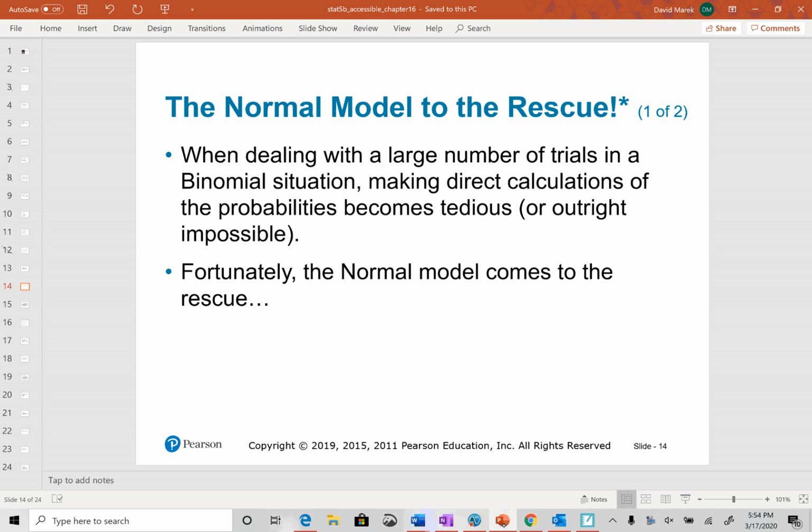Part of it is direct calculations. We saw that a little bit with that last one, and that was only 4. Had they asked, what's the probability that at least 3 of them are successful? Oh goodness. It's going to become tedious really, really quickly.